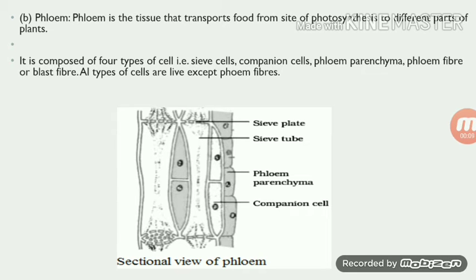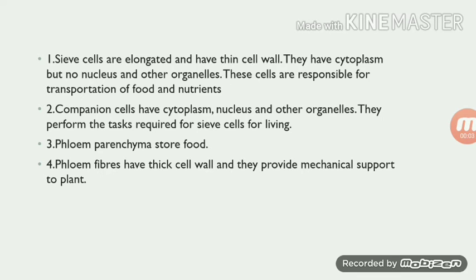One is sieve cell, companion cell, phloem parenchyma, phloem fiber or bast fiber. All types of cells are living except phloem fiber. So we will discuss in detail all types of cells. See in the diagram: sieve cell, sieve plate, sieve tube, phloem parenchyma, and companion cell. How it works, we will discuss in sieve cells.